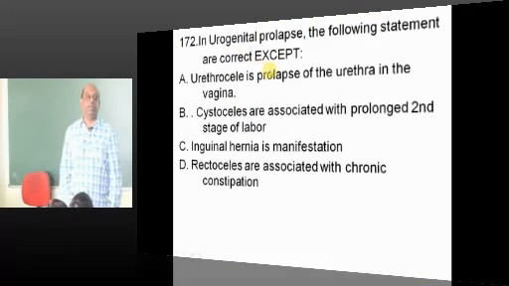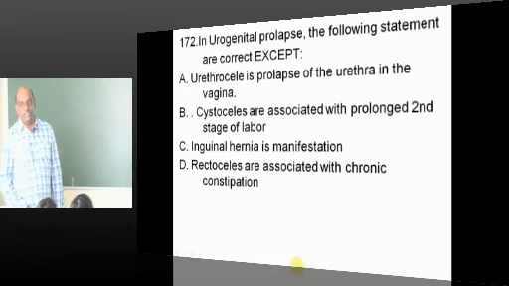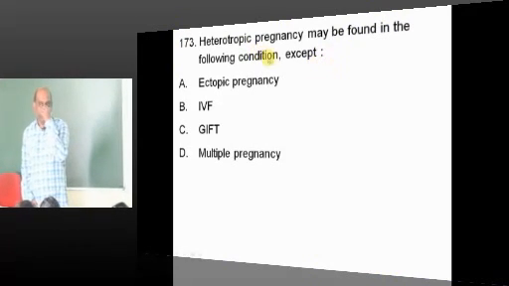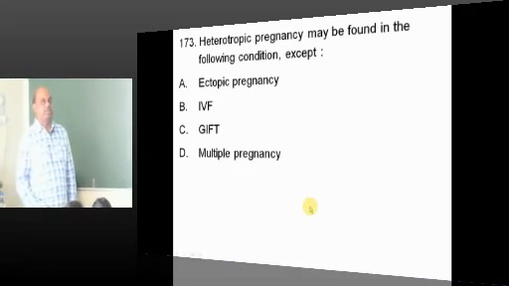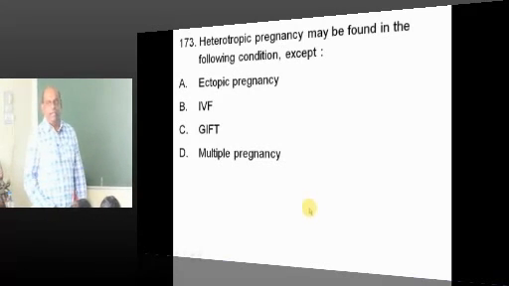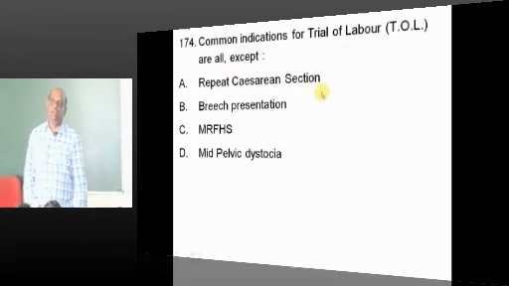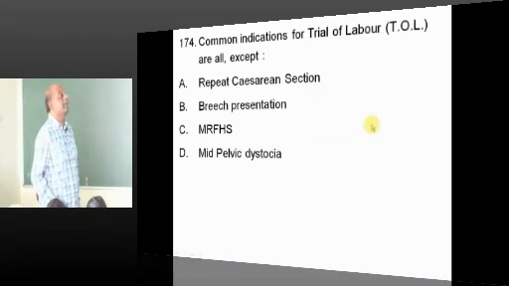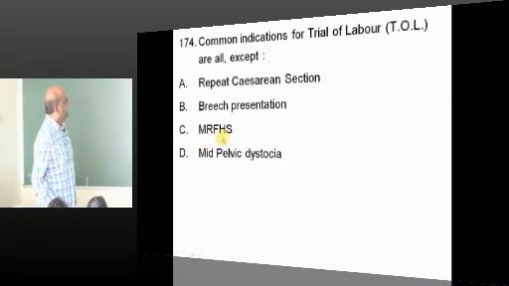Urogenital prolapse, what is the exception, doctor? Hernia. C. Inguinal hernia is not a manifestation, but all the remaining things are true statements. Heterotopic pregnancy, what is the exception about it? Ectopic, IVF, GIFT, in all the scenarios you can have one intrauterine, one extrauterine. Now common indications for the trial of labor, which doesn't include? C, sir. Nafis, your answer is C. Sir, I read it as non-reassuring fetal heart sound for C and I kept it that. C, okay.